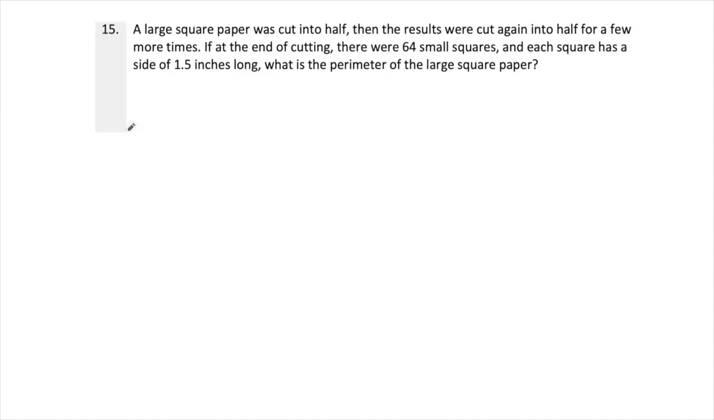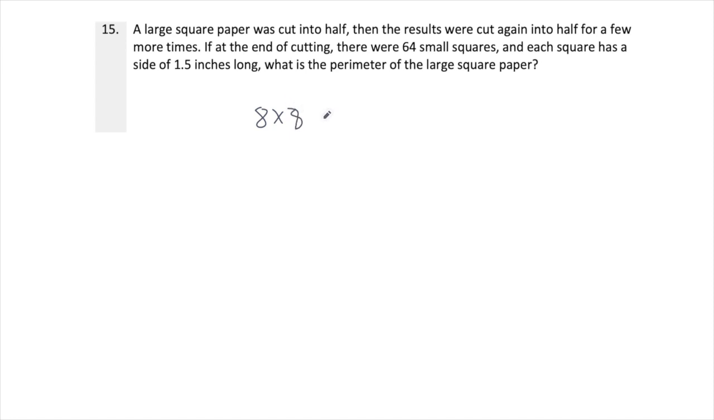For this problem, we need to figure out the perimeter of the large square paper. We know that at the end of cutting, there were 64 small squares and each square had a side length of 1.5 inches. The 64 small squares make up an 8 by 8 square because the square root of 64 is equal to 8.